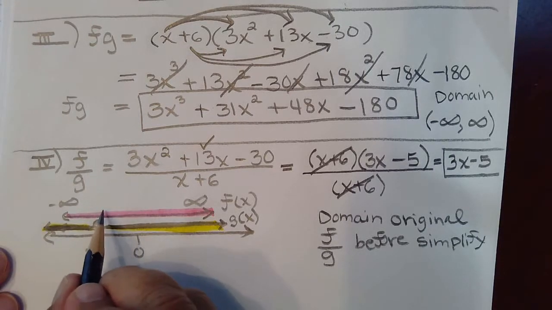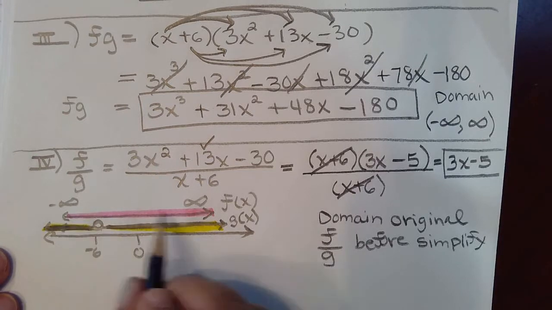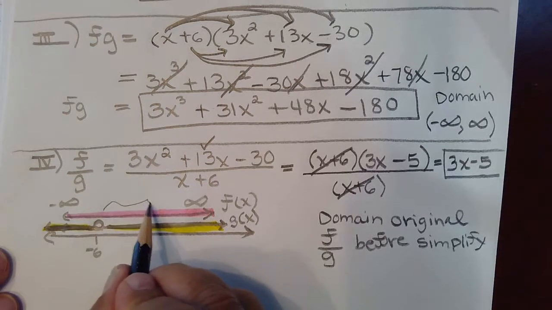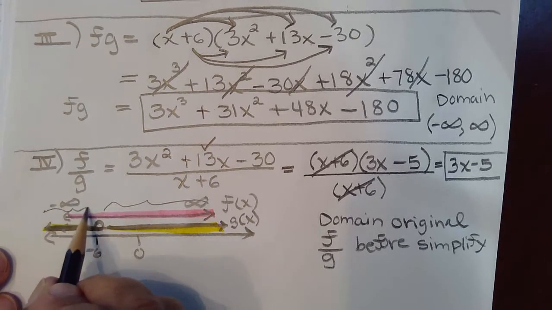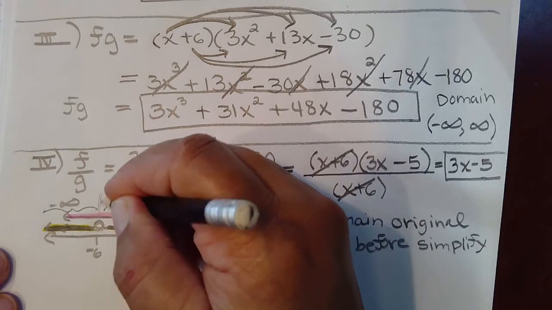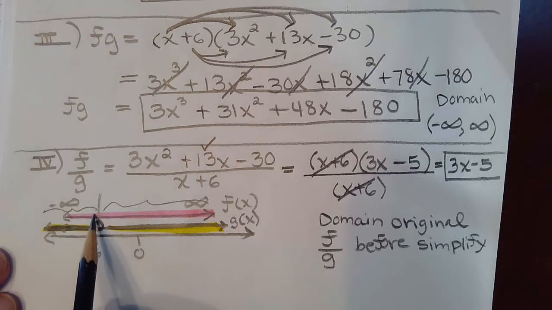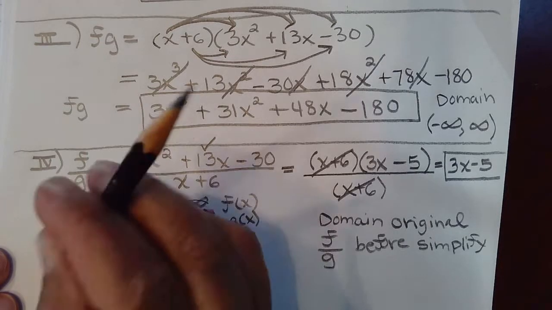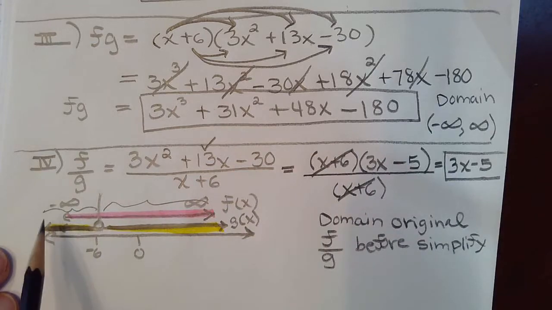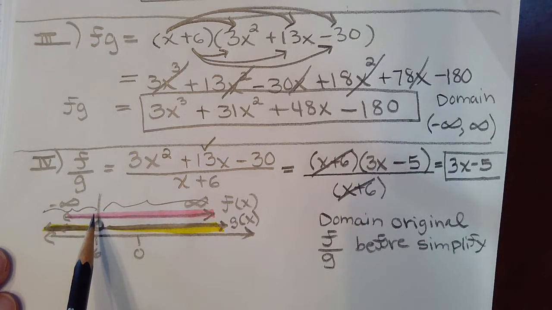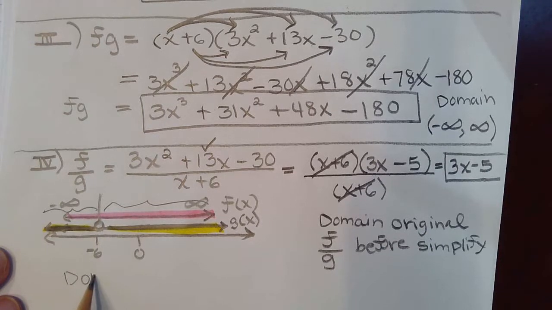So where do they overlap? What does this pink shading have to do with the yellow shading? They have all of that in common, and they have all of this in common. However, they don't have that number in common, because on one graph, it is part of the graph, the pink number line, but on this graph, it doesn't belong to that graph. So they don't have that one number. So we have to say everything from negative infinity up to, but not including, negative 6. There's a break in it. And then everything, in order to skip over that number, then we say everything from negative 6 to positive infinity. So the domain would look like this.